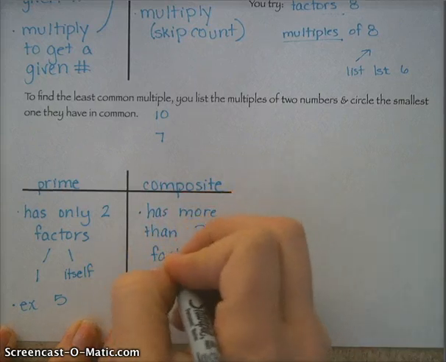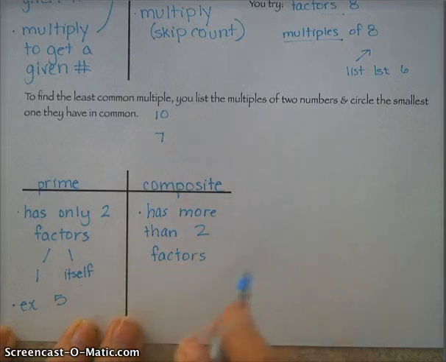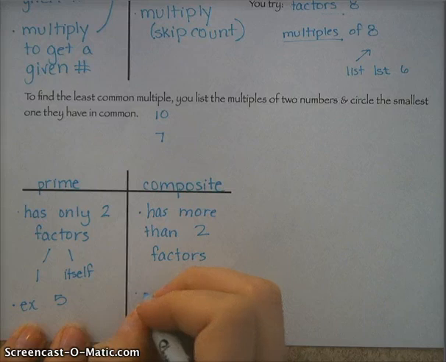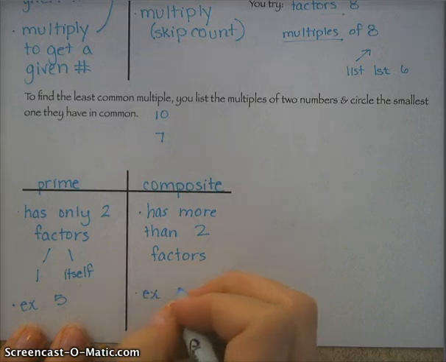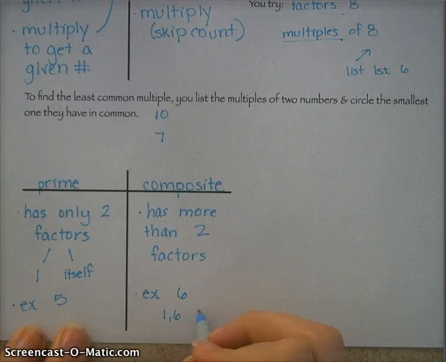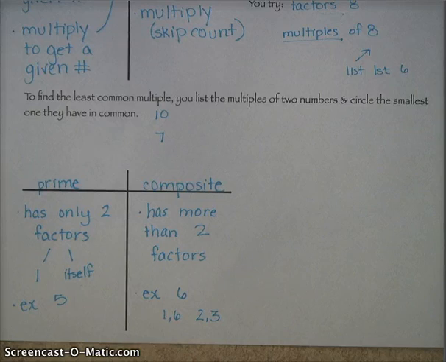So if a number is prime, it's not composite. If a number is composite, it can't be prime. They're opposites. So if you know your prime numbers, everything else is a composite number. An example here might be the number 6, because 1 and 6 are two factors, but so are 2 and 3. So that's the only difference between prime and composite.